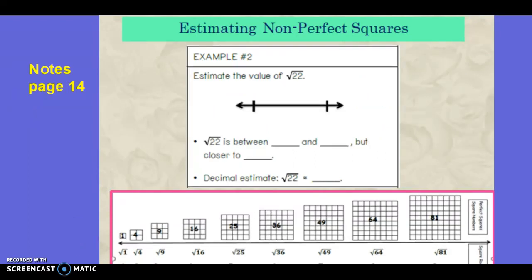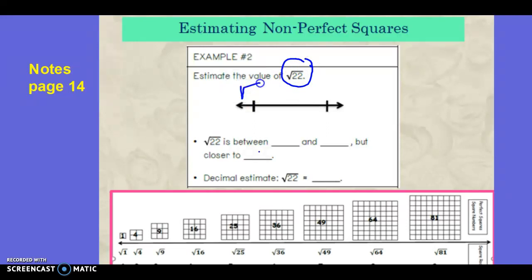So example number 2 says, estimate the value of the square root of 22. So again, our first step, we look at a number line. So we draw a number line if we don't have one. Our second step is, we want to think about which perfect squares do I know that the square root of 22 will be in between.